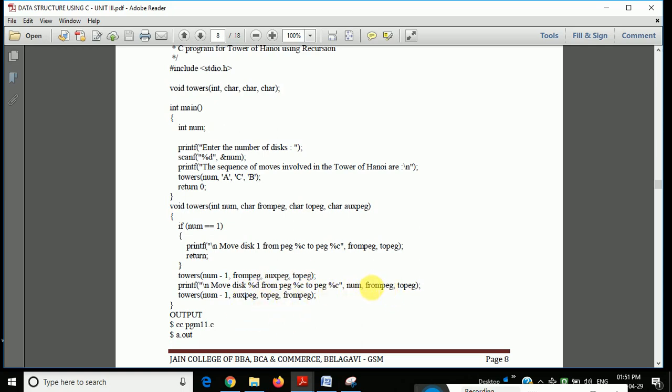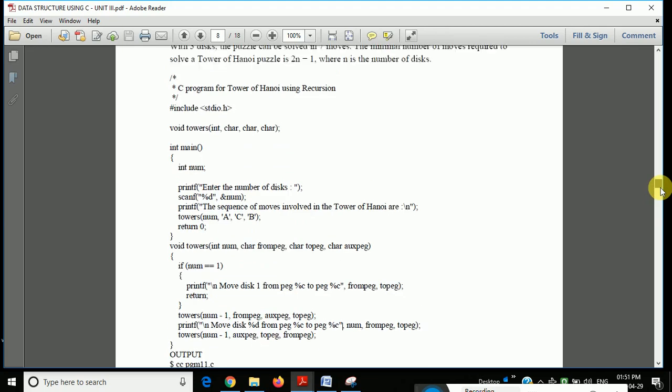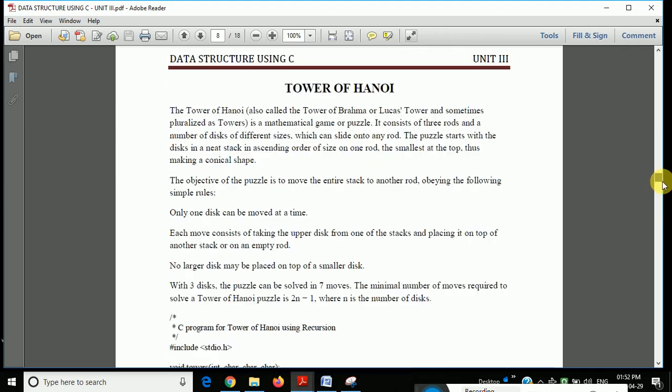Now see, here it is the beginning, here is the top, and here top, auxiliary. From peg means beginning, auxiliary, top means end. So like this they had given. Right now you are in confusion. I'll clarify all the confusions.